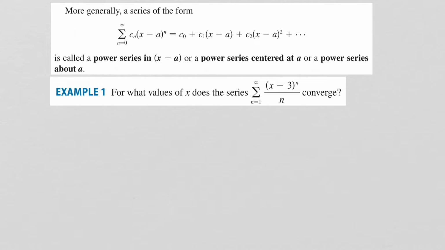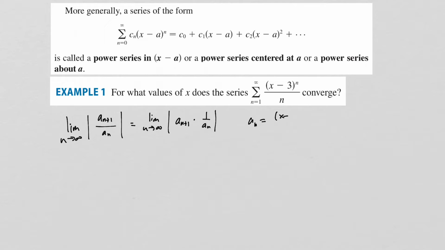So let's remind ourselves that the ratio test is when you take the limit as n goes to infinity of the absolute value of the n plus 1 term divided by the n term. Or, as I've mentioned in a previous video lesson, we can view this as the limit as n goes to infinity of a_(n+1) multiplied by the reciprocal of a_n. So for us in this problem, the nth term is (x minus 3) to the n power divided by n, and the n plus 1 term is (x minus 3) to the n plus 1 divided by n plus 1.